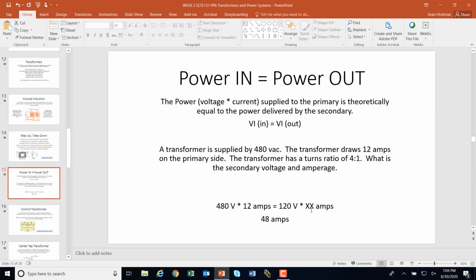We'll talk a little bit about power transmission, and why it's beneficial to transmit power at higher voltage, because you can run lower amps for the same amount of power.